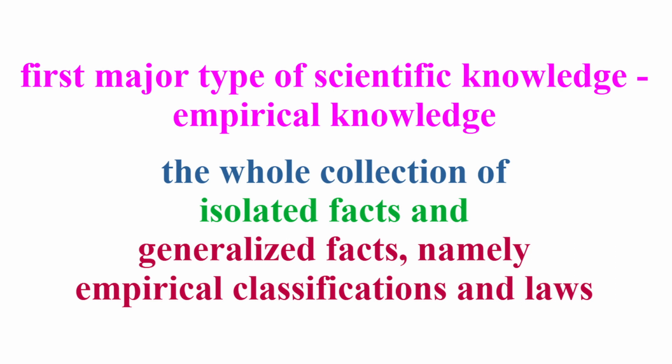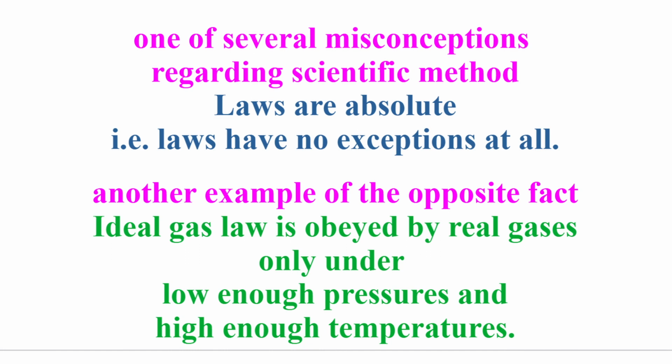We will refer to the second major type of scientific knowledge after we discuss the third major activity in the scientific process or scientific method. As we will continue to see in this video series, there are several widely prevalent misconceptions that are taught regarding the scientific process or scientific method. One of these is that scientific laws are absolute, meaning they have no exceptions at all. No. In addition to the law of constant composition of compounds, for which Berthollides make up the exceptions, as mentioned earlier, there are other laws that do have exceptions.